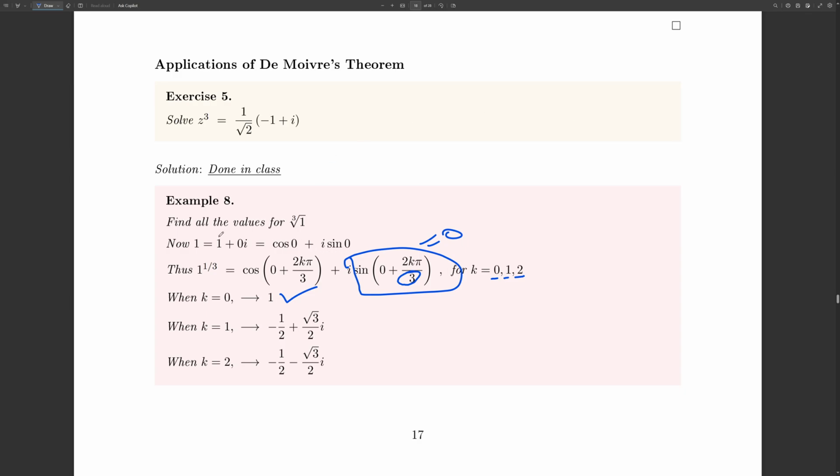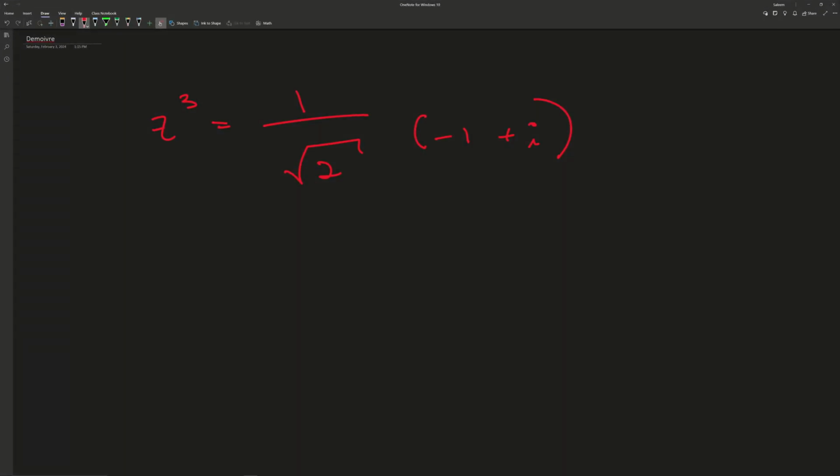You see, over here, we had a nice number like 1 on our Argand diagram. Now we have 1 upon root 2 into negative 1 plus i, which is a little bit more difficult to plot. So let's try and plot that and see what we can get. We need to find r. Now r will be the same as before because again, it's a cube root here. So r will be the same thing.